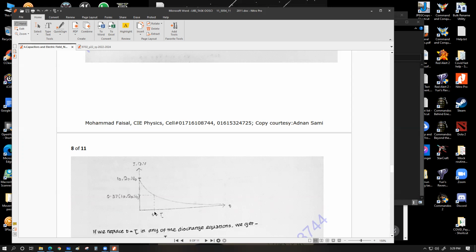Time constant is somewhat similar to half life. Do you guys remember what half life is? Yes, sir. The half life of a nuclear specimen is the amount of time within which the initial mass or initial number of nuclei decays to half of the initial number. So that half is practically 50%, whereas for the capacitor it is 37%.